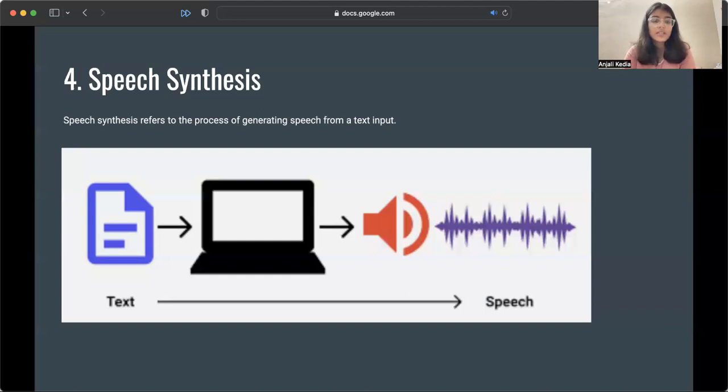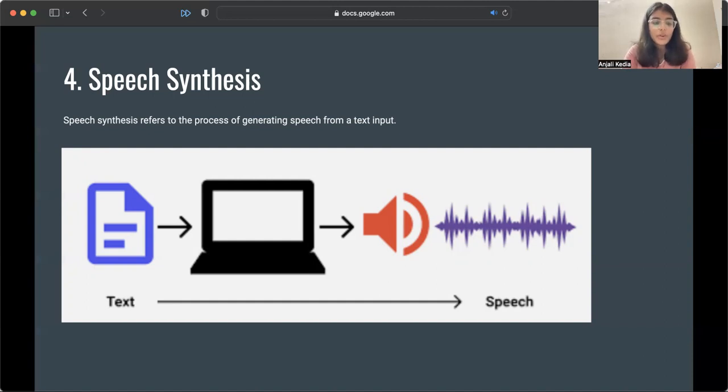The fourth and last part of the CFG that we will be looking at is speech synthesis. Speech synthesis refers to the process of generating speech from a text input. The CFG has the following uses in speech synthesis. Number one, text to phoneme conversion. The first step in speech synthesis is to convert the text input into a sequence of phonemes, which are the basic units of sound in a language. CFG is used to define the rules for converting the text into a phoneme sequence.